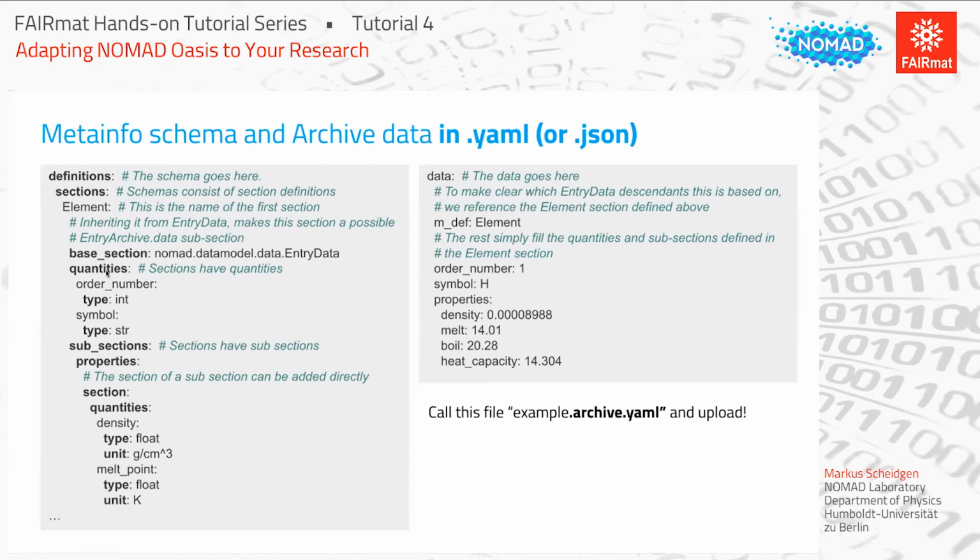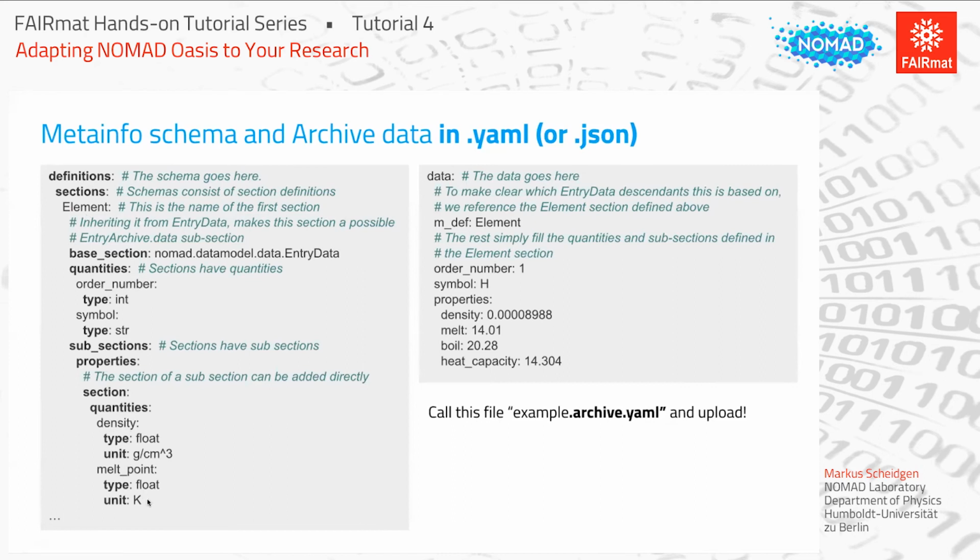And then I define the quantities for elements. Let's say an element has an order number, which is an integer. It has a symbol, which is a string, for example. Or I say I want to have a subsection, and then I define what the subsection is. I call this subsection properties and say it has also quantities, like the density of the element, the melting point, whatever. Typical stuff that you find on a periodic table, for example.